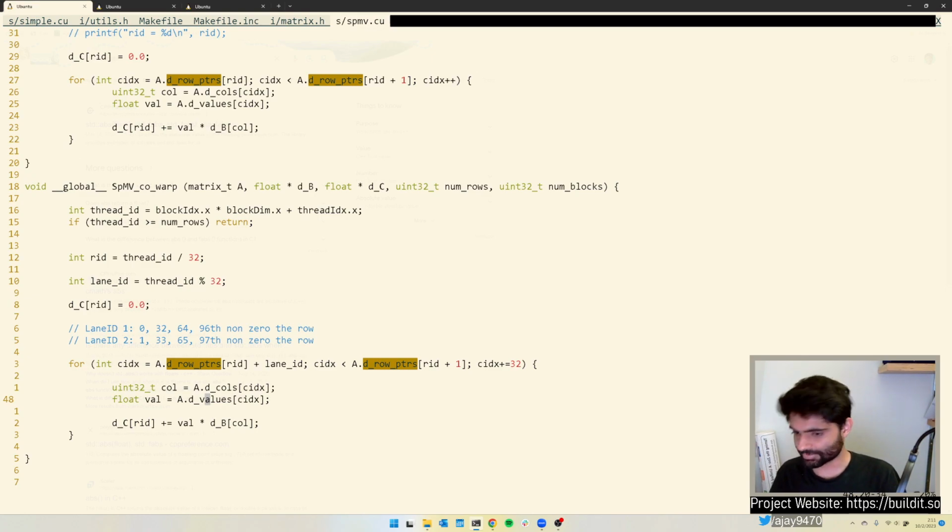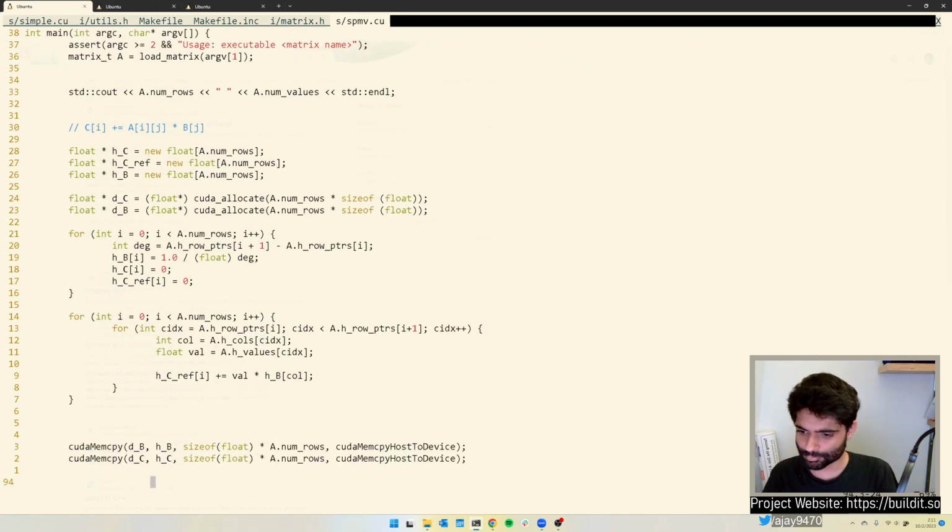But what benefit did we get out of this? If you look at the A.d columns and A.d values arrays, this cidx that's being used to index into them, if you think of each lane for a particular cycle, lane 0 is doing 1, lane 1 is doing 2, lane 2 is doing 3, and so on, which means lanes in a particular warp are doing consecutive memory accesses. They're loading data that's next to each other, which is good. We want that. We want threads in a warp to load consecutive data.